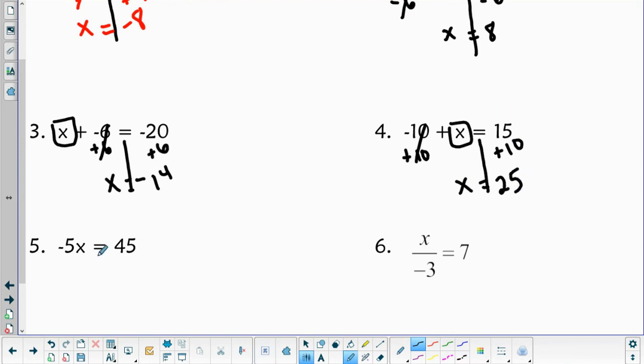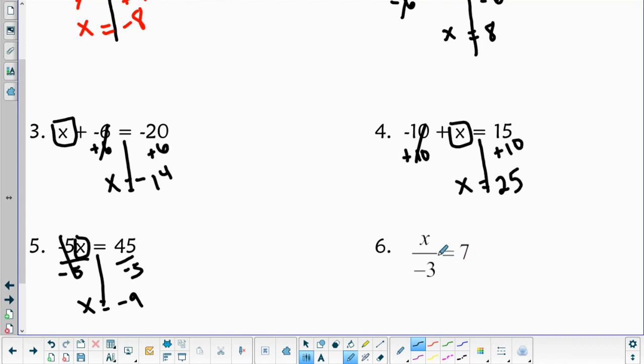All right, over here, now you see my x and my -5 are side by side with no symbol in between. That means that's multiplication. So think about, what is the inverse of multiplication? Well, the inverse is division. So we're going to divide both sides by -5. Okay, 45 divided by -5 is -9.